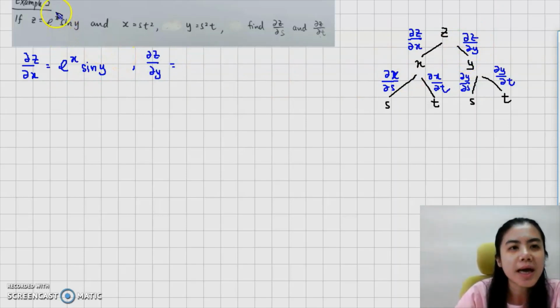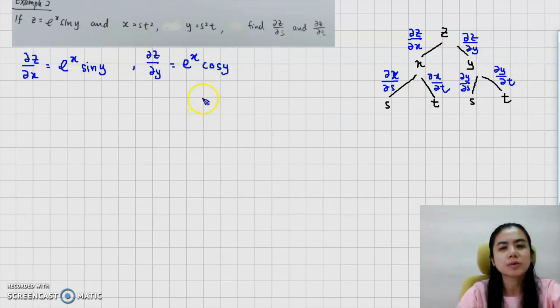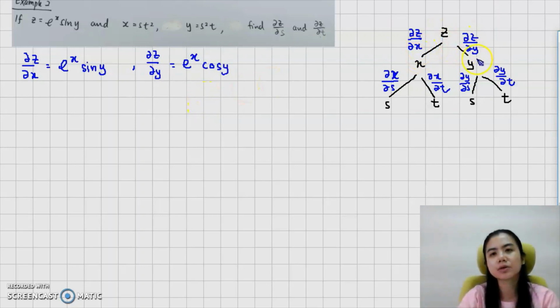Now we're going to treat x as constant, so you differentiate this. To differentiate this, you have cos, right? e^x is the constant, so we have to differentiate the sine, so we have e^x cos y. So that is for the first branch, and we have to go down, so we go for this one.